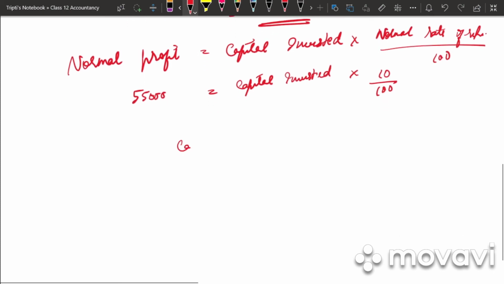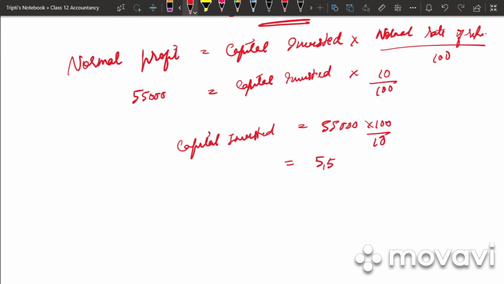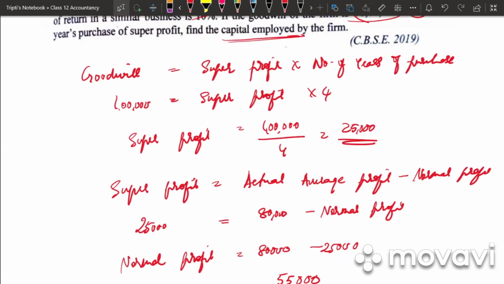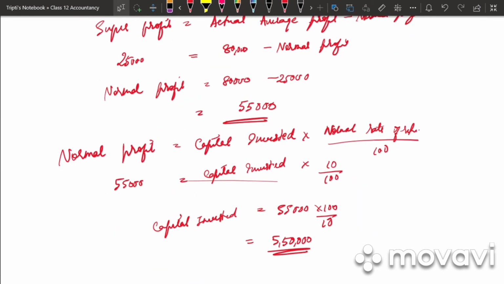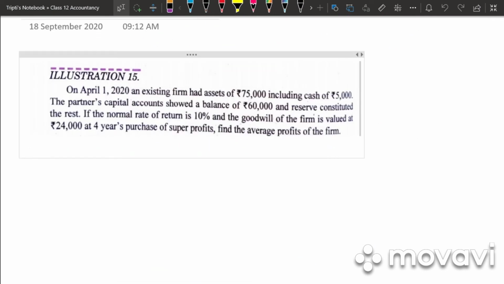So capital invested will be 55,000 into 100 divided by 10, that is 5,50,000. Why 100 divided by 10? Cross multiply 55,000 into 100 divided by 10. So this is how we'll be finding the capital employed. We have done the entire sum in the opposite way and at the end found out the capital employed. Take down the next sum.